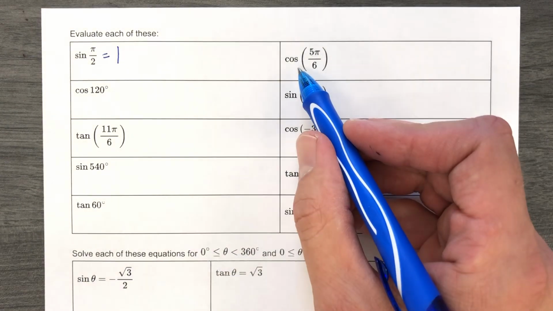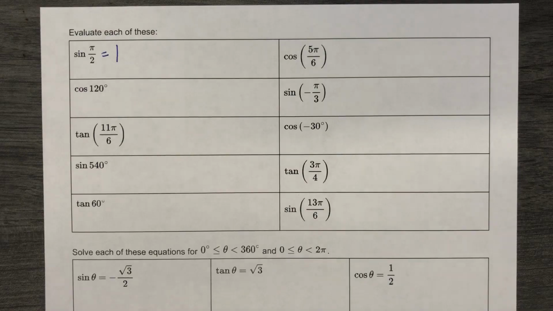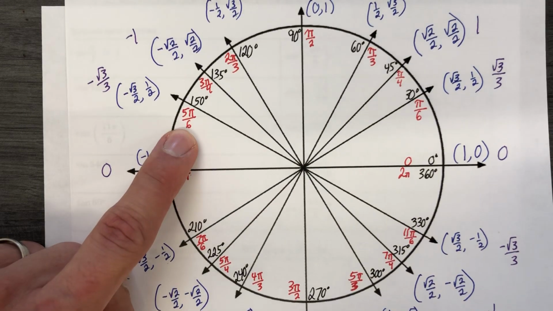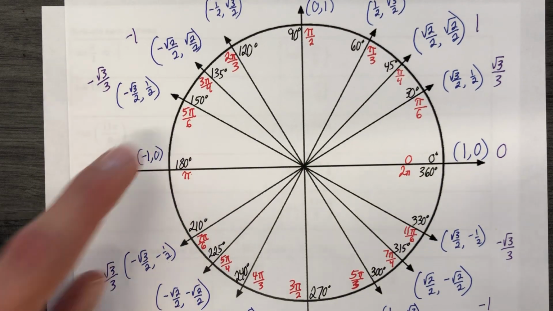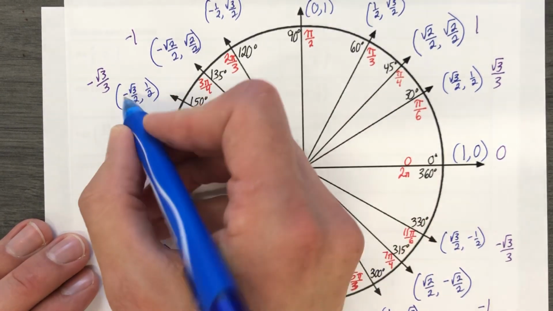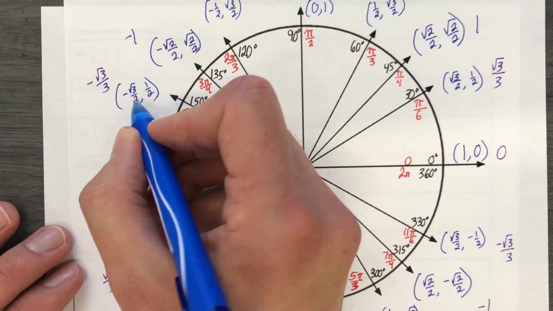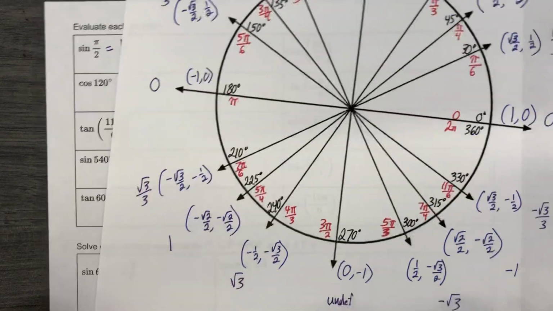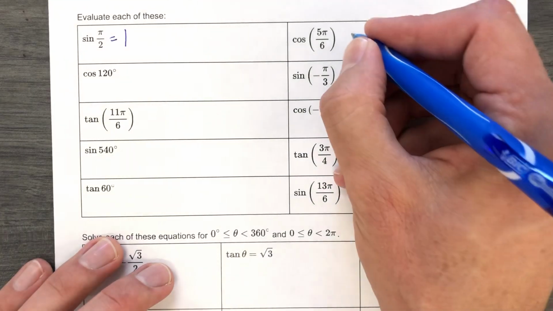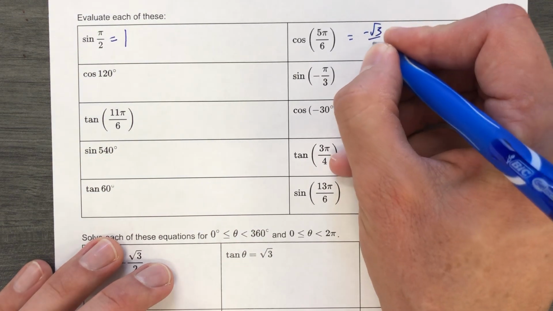Okay, cosine, x value, 5 pi over 6. Here's 5 pi over 6. X value at 5 pi over 6, that would be the coordinate right here, which is labeled there, negative square root of 3 over 2. Okay, good to know. That is equal to negative square root of 3 over 2.